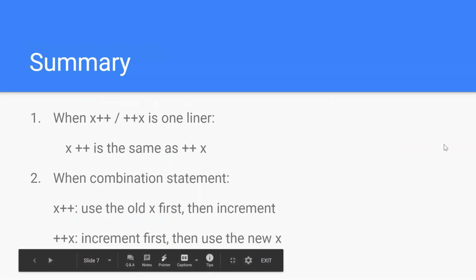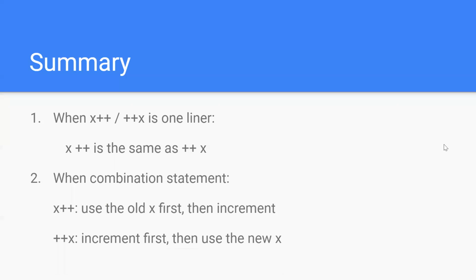So let's make a summary. When x++ or ++x is a one-liner, they're the same. You can choose any of them to use. However, when the increment part is combined with any other statements, it's not a one-liner anymore. It's a combination statement. So they are different in this kind of condition.